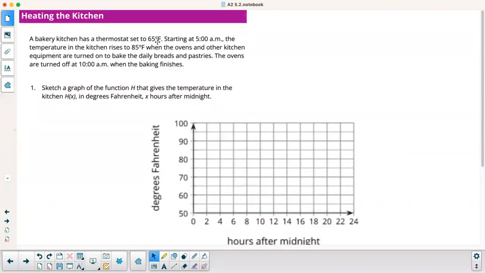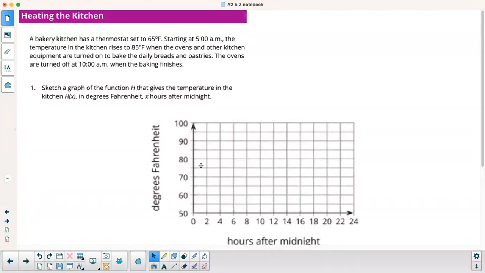Okay, a bakery kitchen has a thermostat set to 65 degrees starting at 5 a.m. The temperature in the kitchen rises to 85 degrees when the ovens and other kitchen equipment are turned on to bake the daily breads and pastries. The ovens are turned off at 10 a.m. when the baking finishes. Sketch a graph of the function h that gives the temperature in the kitchen in degrees Fahrenheit, x hours after midnight.